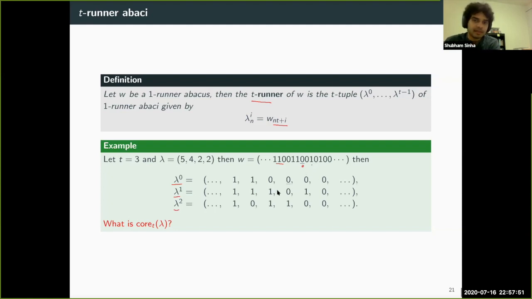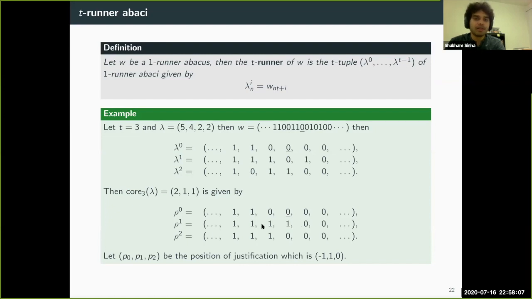Now in this scenario, what is the T core? As I mentioned, removing a T rim hook is just swapping a 0 and 1 which are T apart. In this description, it's basically pushing the ones to the left. So when you push all the ones to the left, the final abacus, which you get by putting it back together from the runners and reading off the core, is precisely the one we saw earlier, 211.